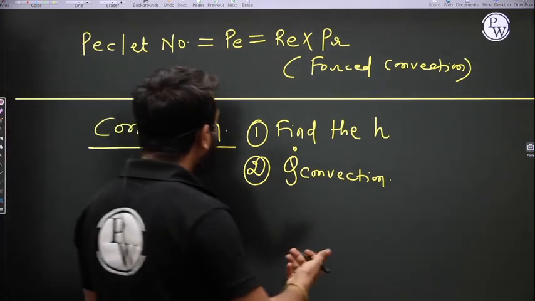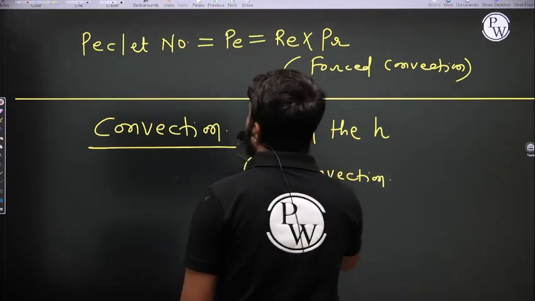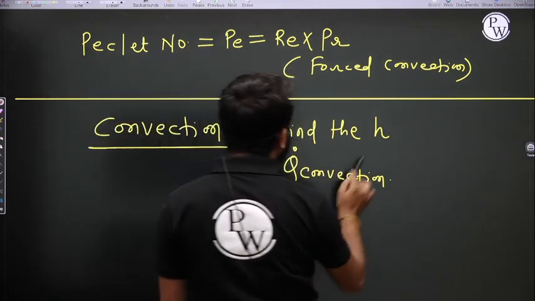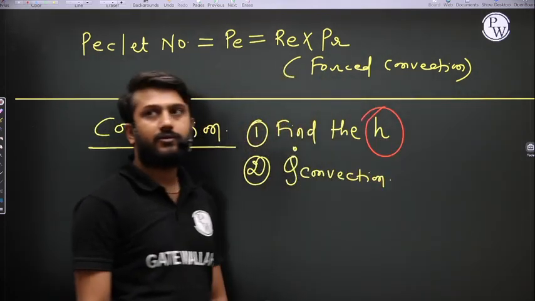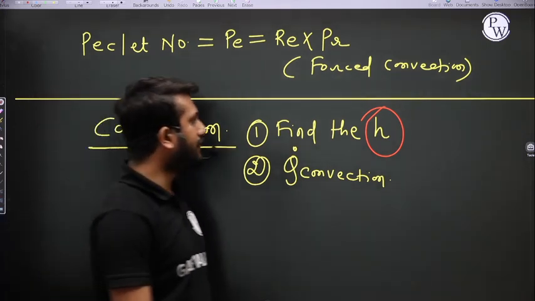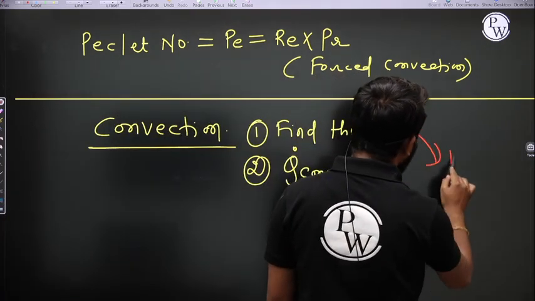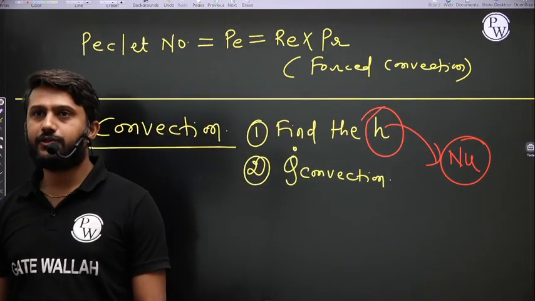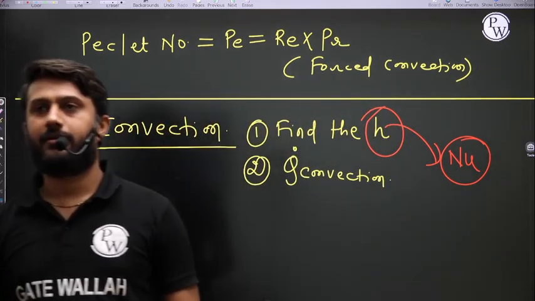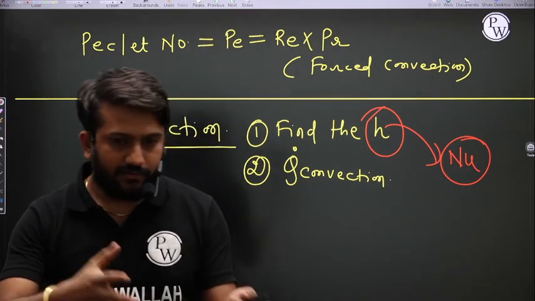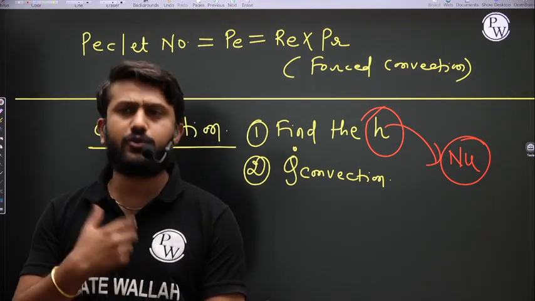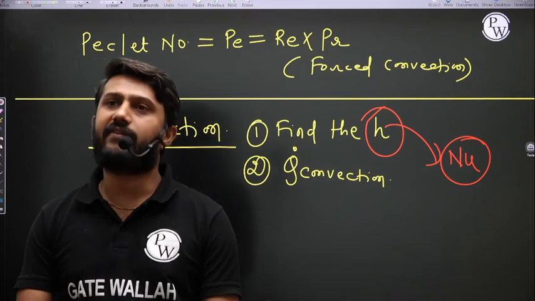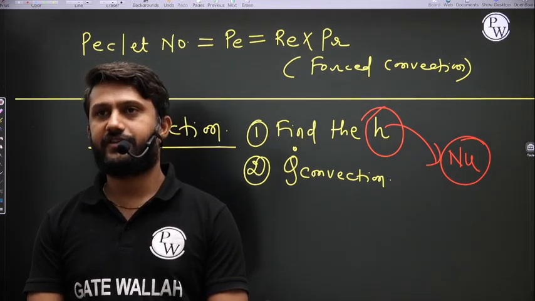To find this convective heat transfer coefficient, first you find the Nusselt number. Right, so before finding the h, first focus on the Nusselt number. Once you know the Nusselt number, then you can easily find the convective heat transfer coefficient.